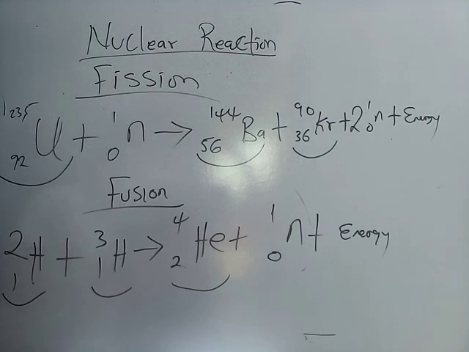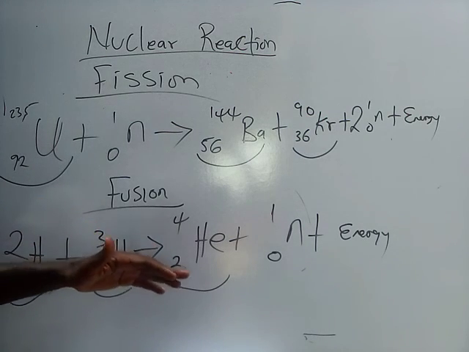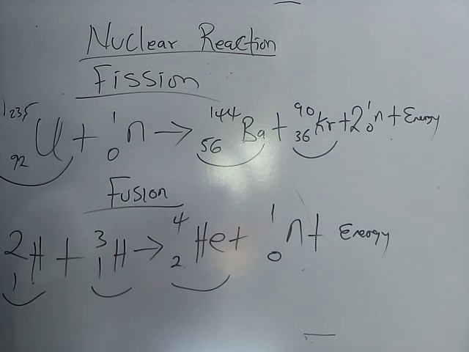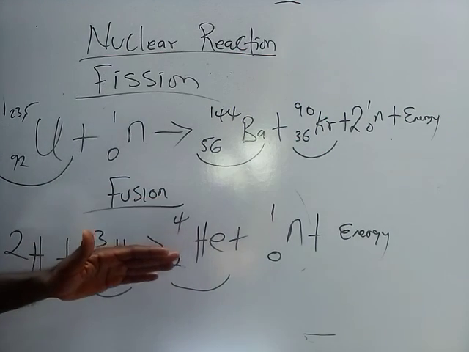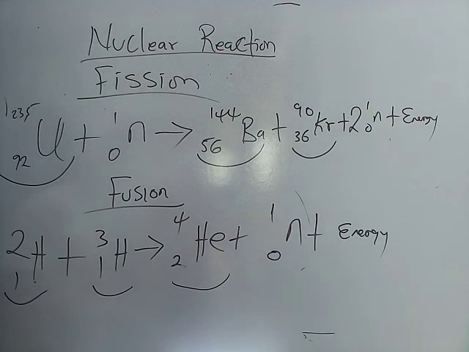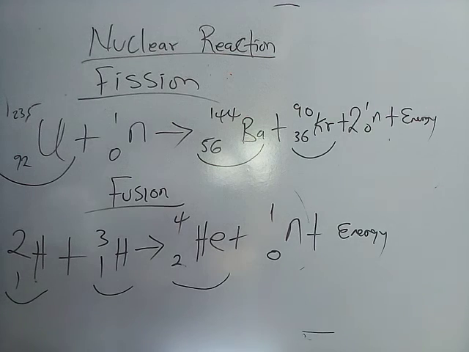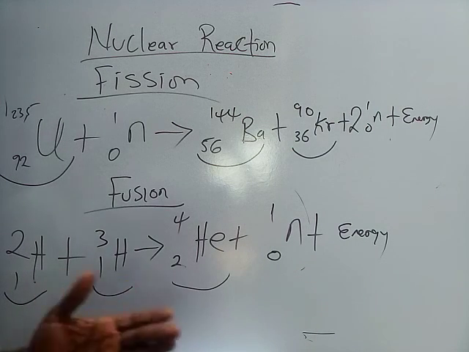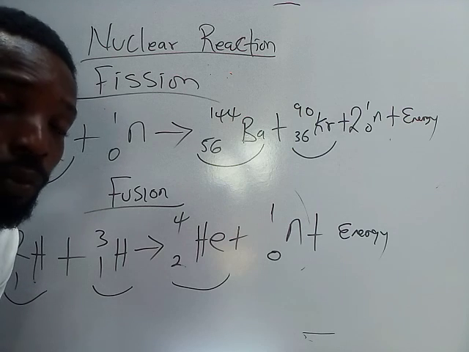So the mass defect now is the mass of the original substance minus the mass of the product. This will take us to our next subtopic which we'll be discussing, which is binding energy. Wait for the video.